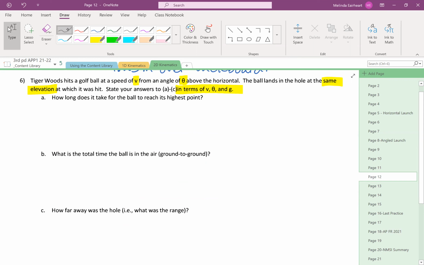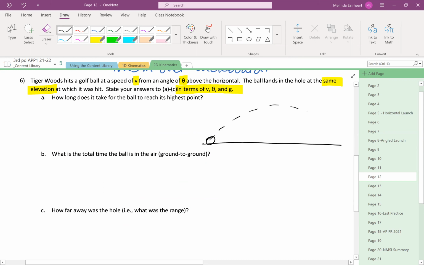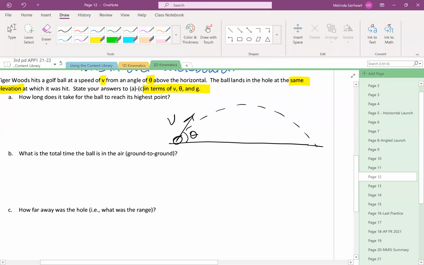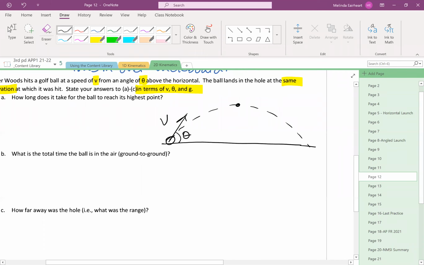So symmetrical, draw out a picture real quick. Golf ball, up, up, up, up, up, and down, right? Initial velocity v, angle is theta. Now, if it's symmetrical, we know some things, right? And so at the peak, what do we know? What's true at the peak? Velocity in what direction is 0?